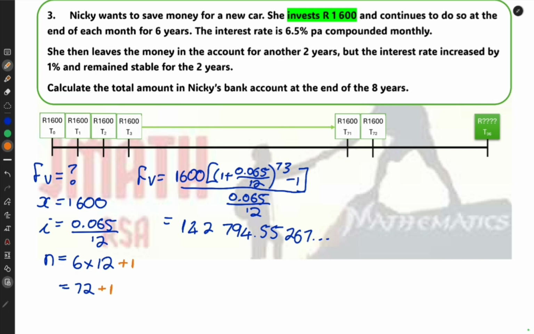So let's move over to the second part. So on my timeline, I am now at this space there. And this 142,000 is what's in the bank account at the end of 6 years. So now she's not taking the money to buy the car. She doesn't have enough. So she's going to leave the money in the bank account for another 2 years. And please, if you see a question like this and the recurring payments has stopped, it means there's no more X value. So now I need to switch over to the normal compound formula, which does not have an X.